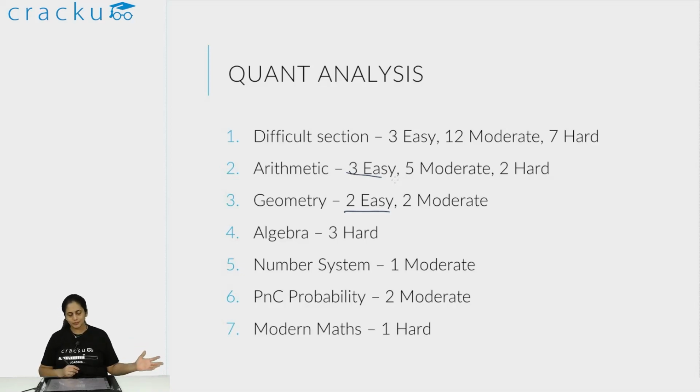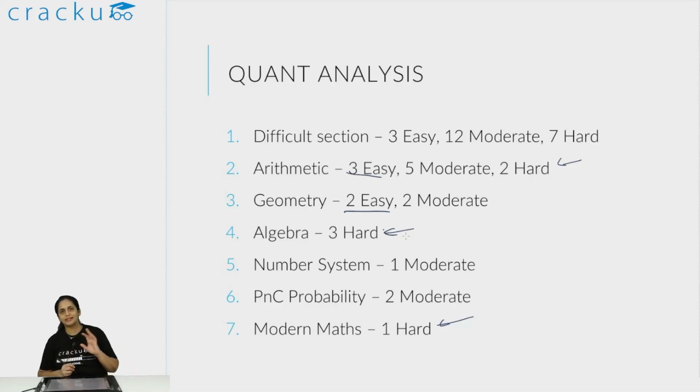The PNC probability questions were moderate. The modern maths question was actually difficult. It was essentially a combination of progressions and logarithms. It would take time to solve. So all these were multi-step questions, and over here there were 2 hard questions. The algebra questions would take a lot of time to solve. Not a crazy amount of time, but a decent amount of time. So if you had skipped all the algebra questions, your attempt would be much better than those who spent a lot of time trying to solve the algebra questions.